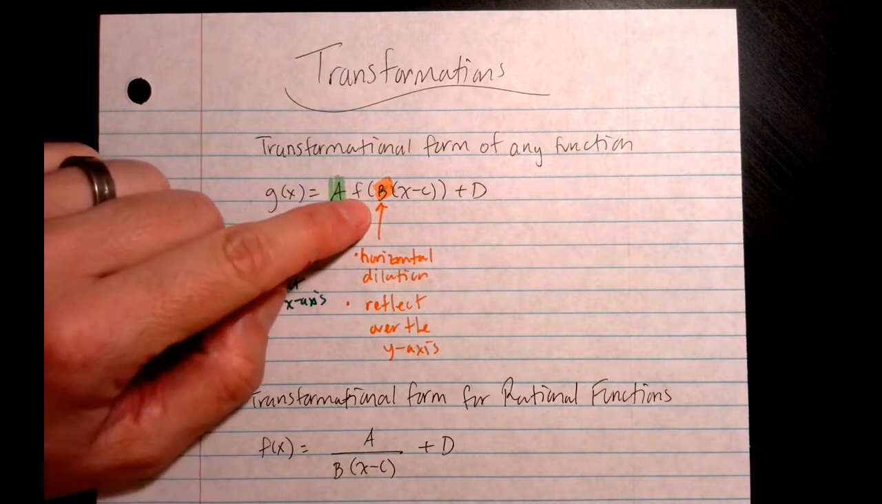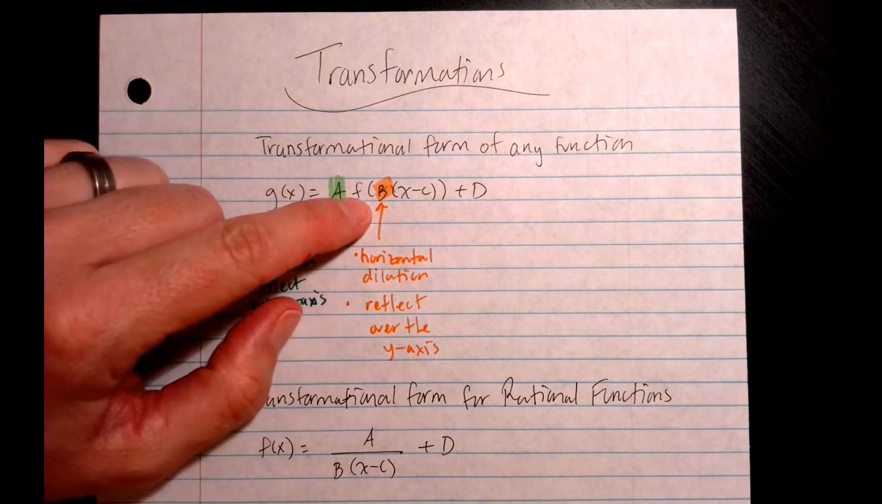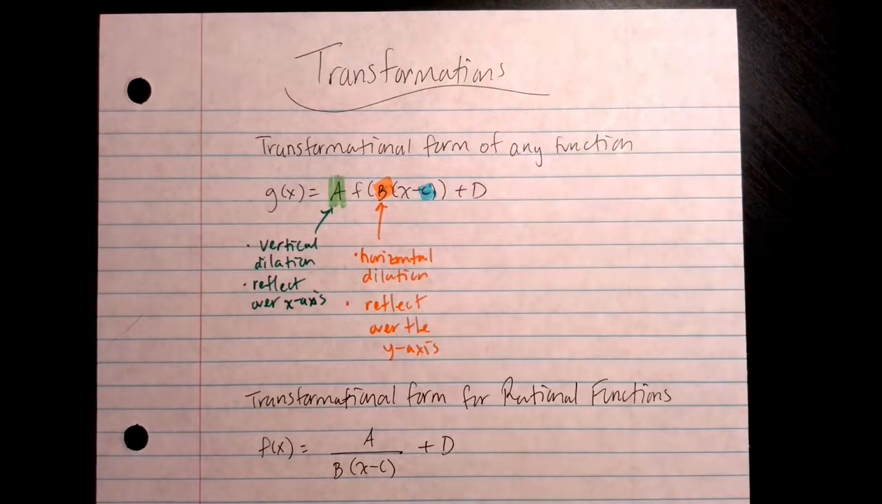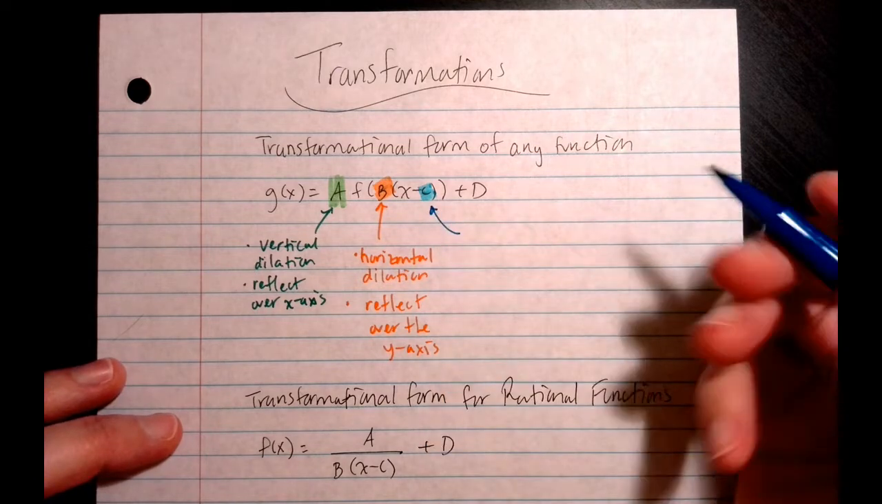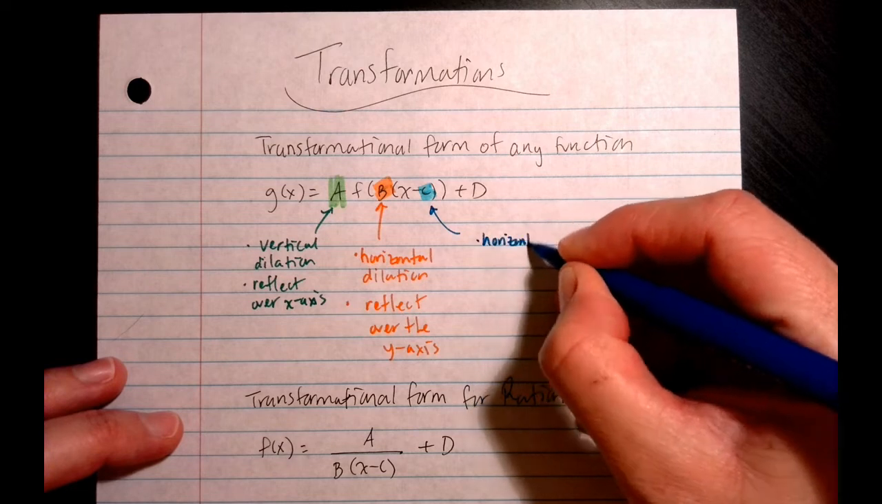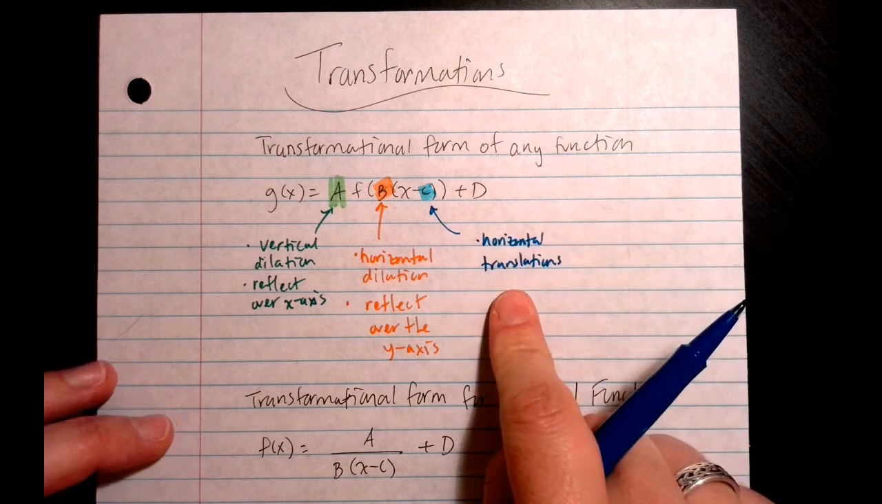Now the good news about B is, to be honest with you, we rarely use this transformation until we get to the trigonometric function family, which won't be until second semester, so don't sweat it about B. The next one is going to be C. The C value, or C location, is horizontal translations. That's your left and right.